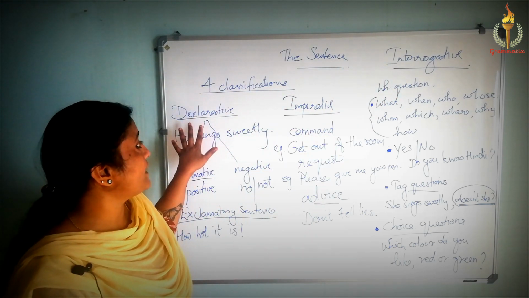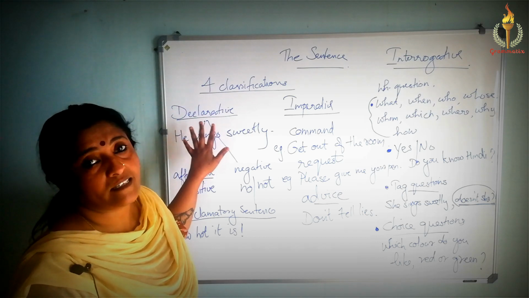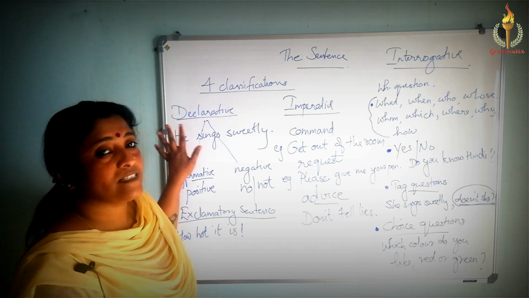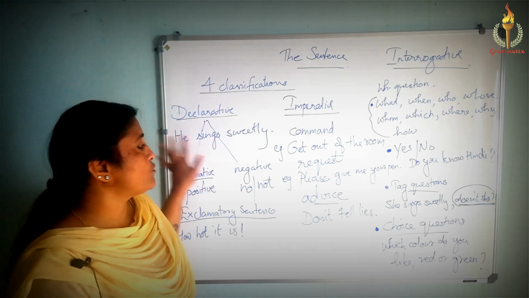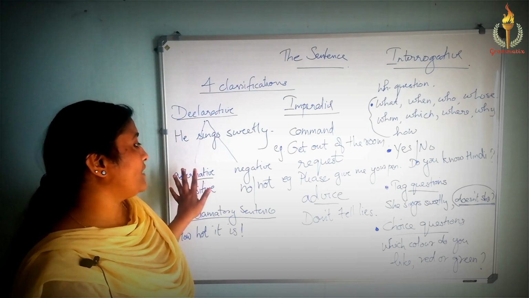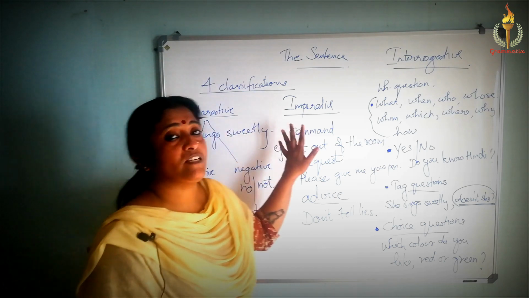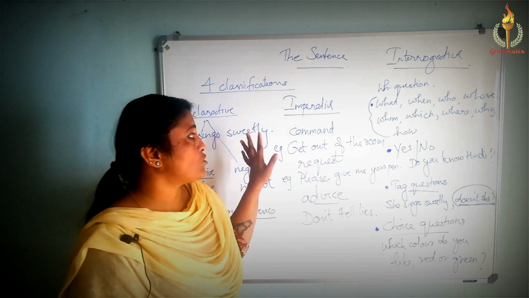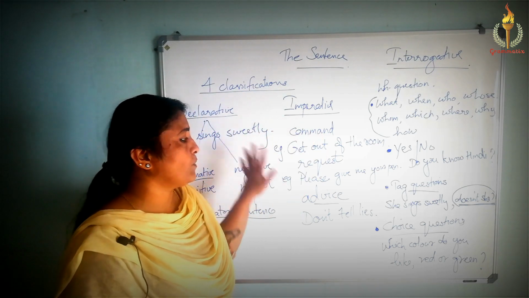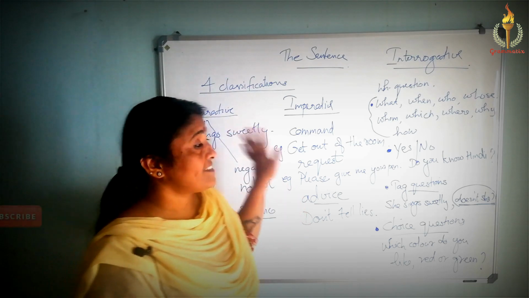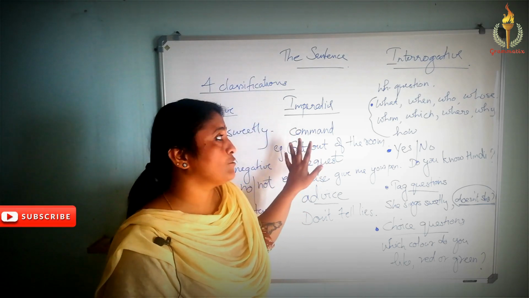Now, what do you mean by declarative sentence? A declarative sentence is a sentence which states facts. It starts with a capital letter and ends with a full stop. It has two kinds, that is affirmative and negative. Imperative sentences are sentences which express command, request, advice. They start with a capital letter and end with a full stop.